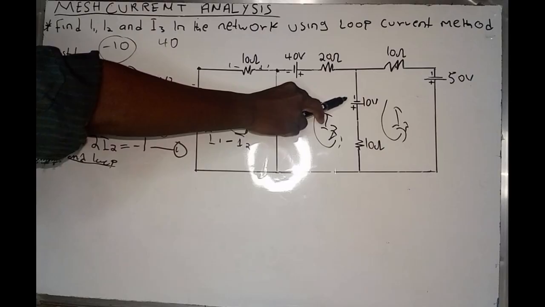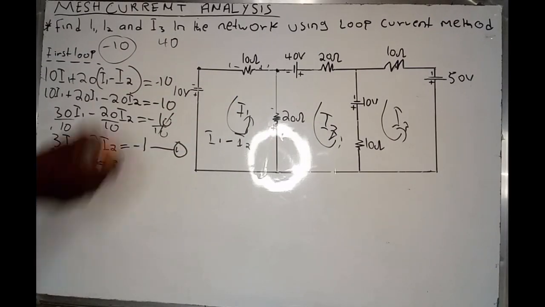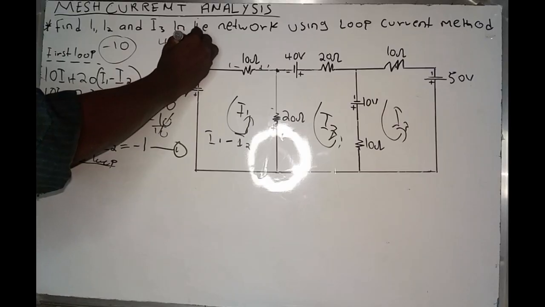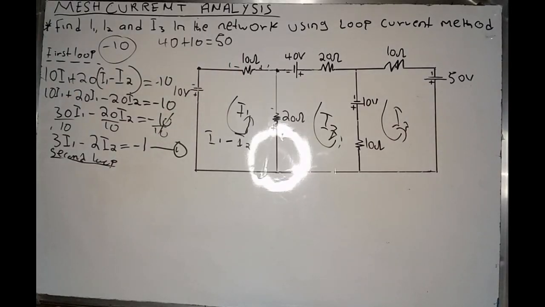And therefore the second voltage, the current starts from negative and ends with positive. Also I'm having positive. So I'll say 40 plus 10, which is equal to 50. So let me start calculating the resistance.